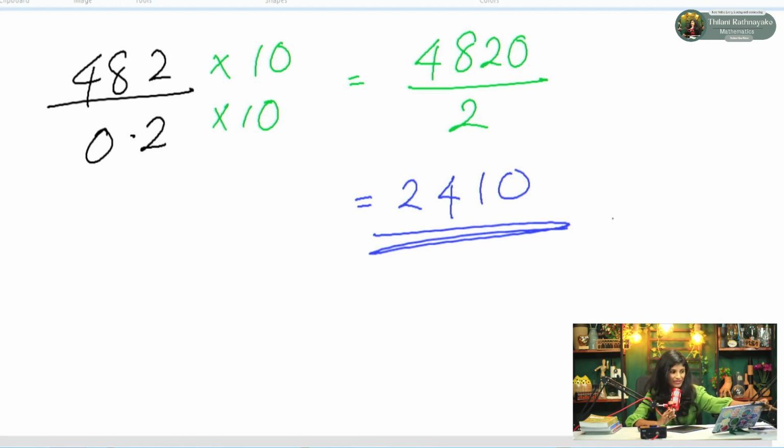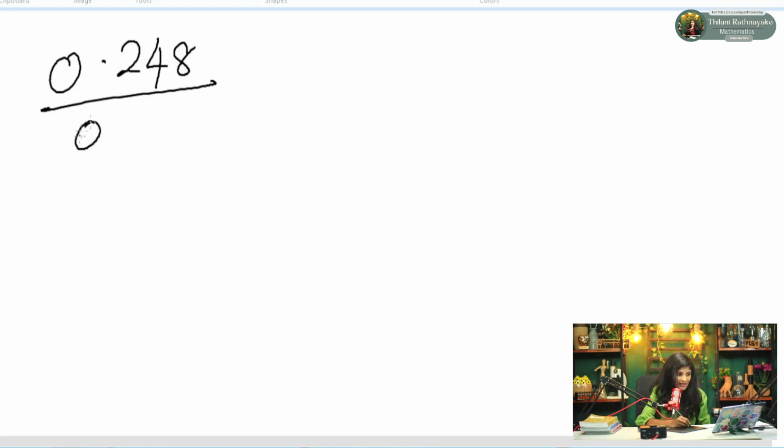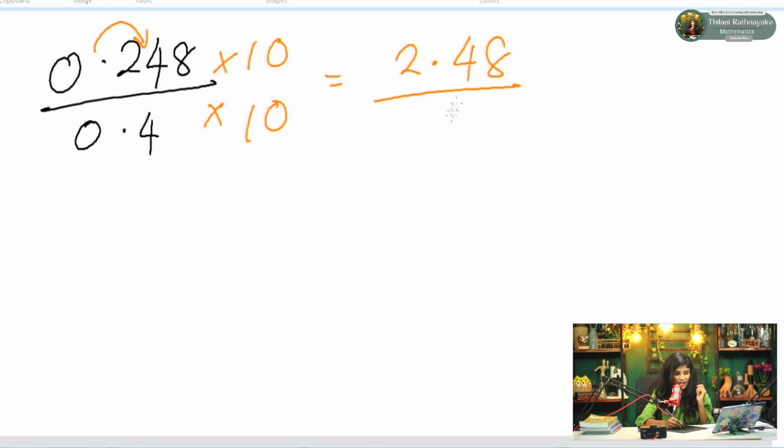So we are moving to the third type now, dividing a decimal by another decimal. That is 0.248 divided by 0.4. Here I am going to convert the denominator into a whole number. Then it will be as easy as the second type. Only the denominator into a whole number. Then multiply both sides by 10. Here only one place is moving, so it will become 2.48 divided by 4.